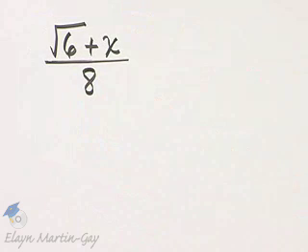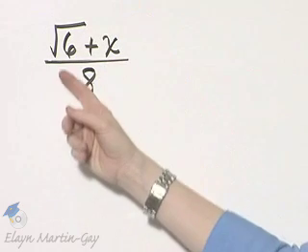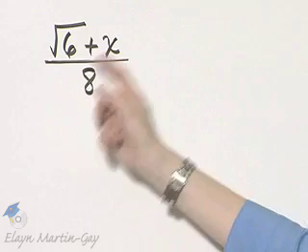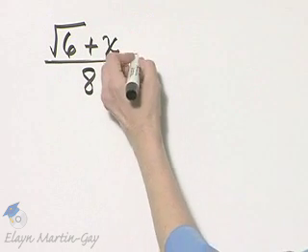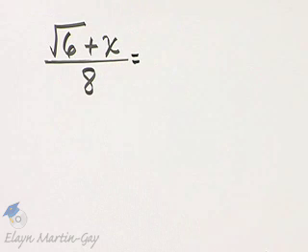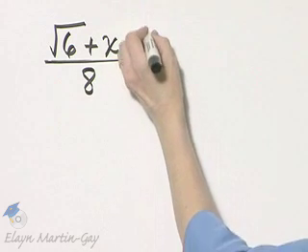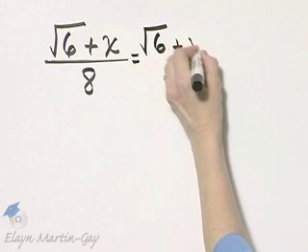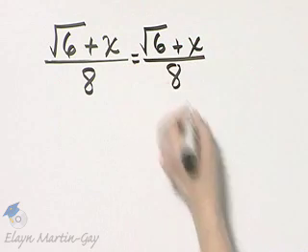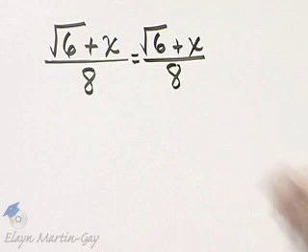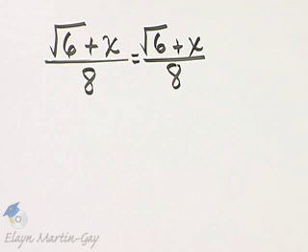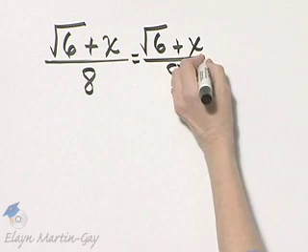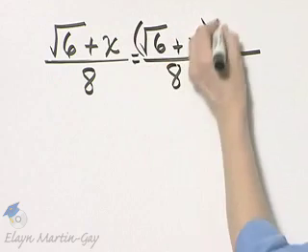Now, rationalizing the numerator simply means we want to write this as an equivalent expression, but without a radical in the numerator. And we do this the same way as for rationalizing the denominator. I will rewrite this. It's the square root of 6 plus x all over 8. Study the numerator. You can think of this as a binomial. And to rationalize the numerator, then we multiply numerator and denominator by the conjugate of the numerator. So we will multiply by the conjugate.